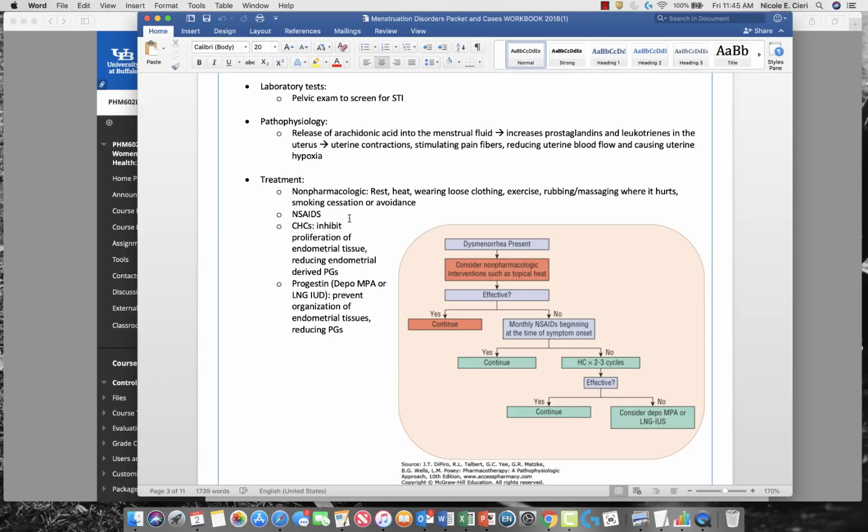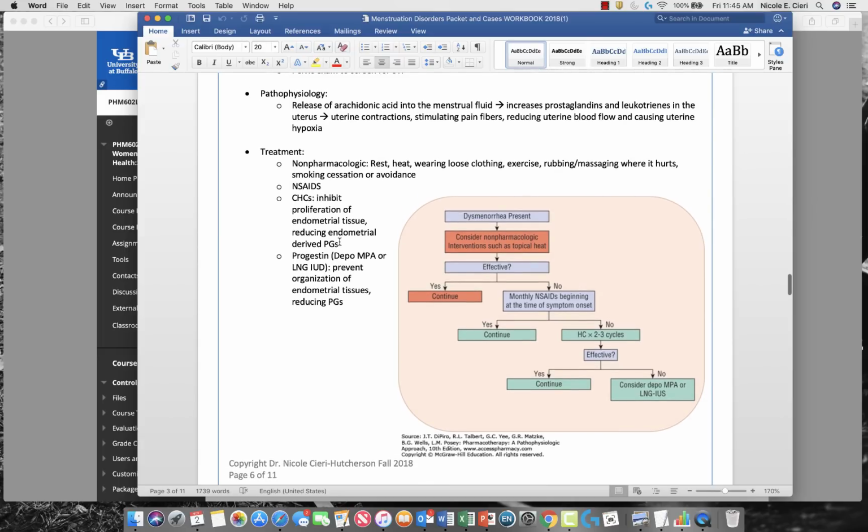So NSAIDs, because of their mechanism, will help with this. And then combined hormonal contraceptives will prevent proliferation of endometrial tissue, thus decreasing endometrial-derived prostaglandins. And then progestins, either as Depo-Provera or a levonorgestrel IUD, will again prevent organization of endometrial tissues, decreasing prostaglandins.